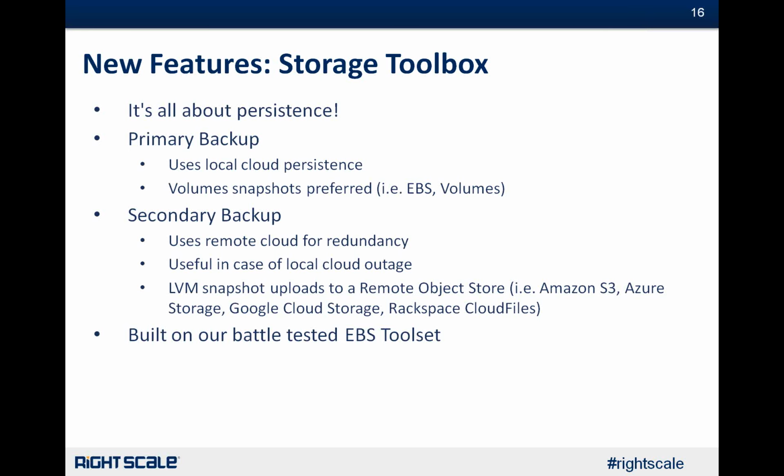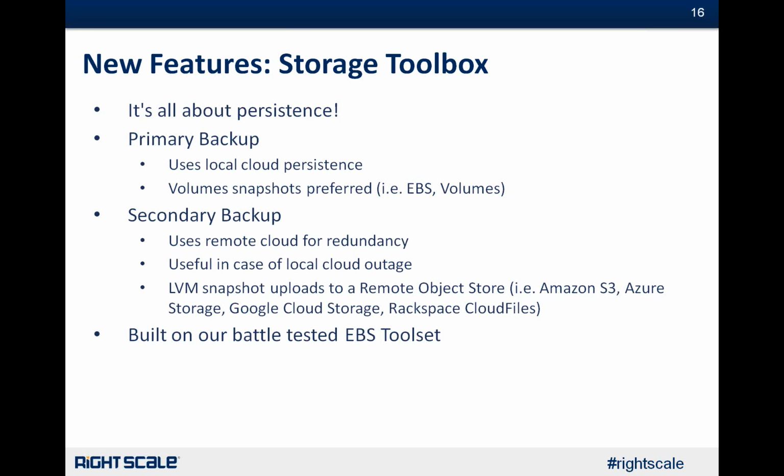Primary backup is to use the backup mechanism of the local cloud. Not all clouds are created equal, so we have a set of tools that will select the best available persistence mechanism that cloud offers. We prefer volumes because they're fast and performant, like EBS volumes or Cloud Stack volumes. But these are typically stored on the local cloud.